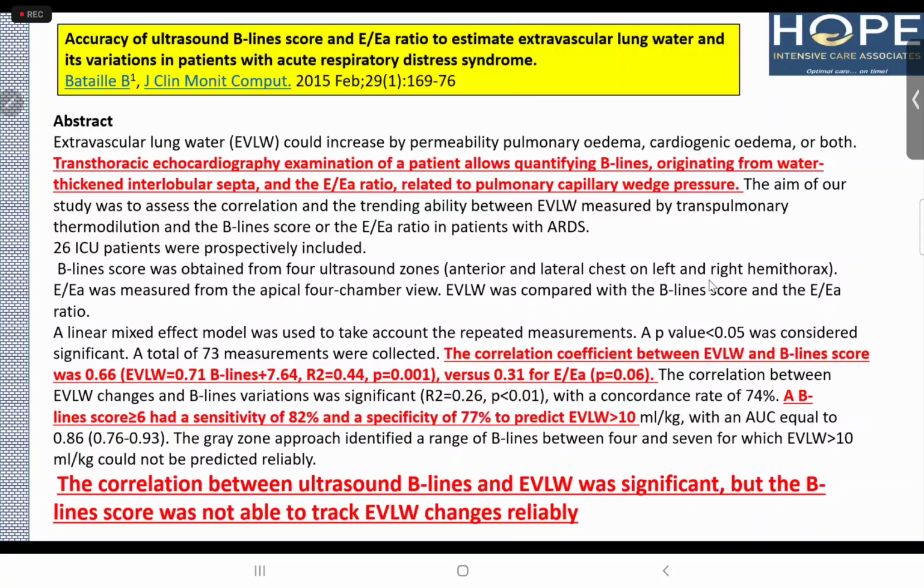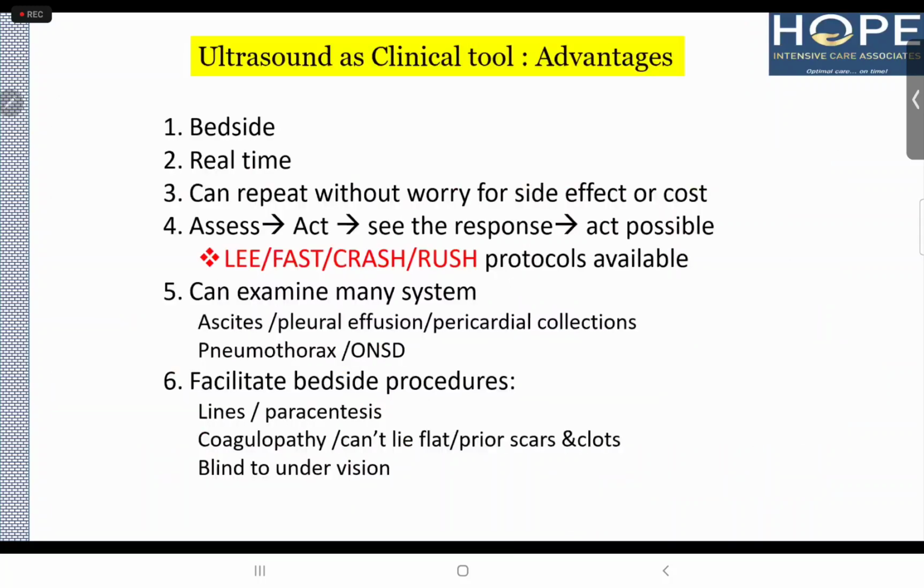So, these are the last couple of slides, after which we'll discuss the cases. What are the benefits of ultrasound as a tool for management in shock? Bedside, real time. You can repeat it without worry of side effects or cost.